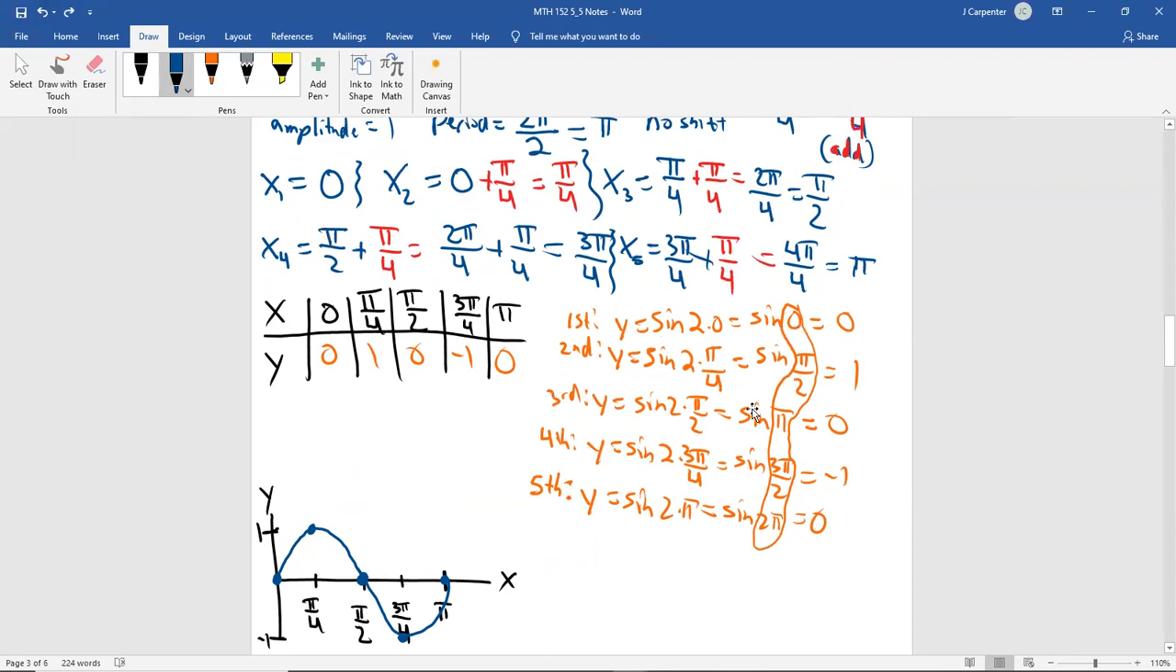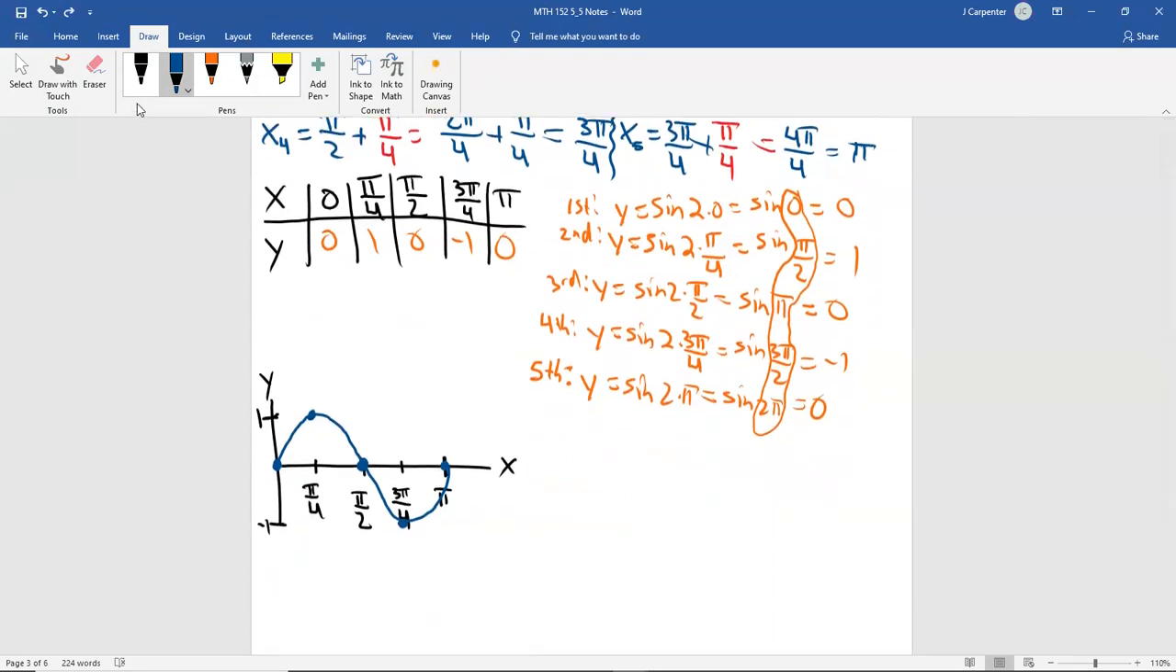Again, the orange bits, you can learn to skip and go straight to 0, 1, 0, -1, 0, or maybe 0, -1, 0, +1, 0. These don't have to be ones. They could be 2s or 3s or 4s if there's an amplitude that's not 1. Spoilers for the next example.